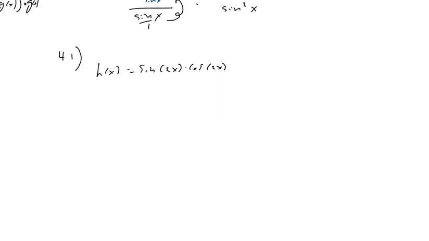So h prime is going to be the first times the derivative of the second plus the second times the derivative of the first. So first, sine of 2x times the derivative of the second. And the derivative of this cosine 2x is going to involve the chain rule. I have my outside part, which is the cosine, and the inside part is the 2x. So the derivative of the outside, the derivative of cosine. What's the derivative of cosine, everybody?